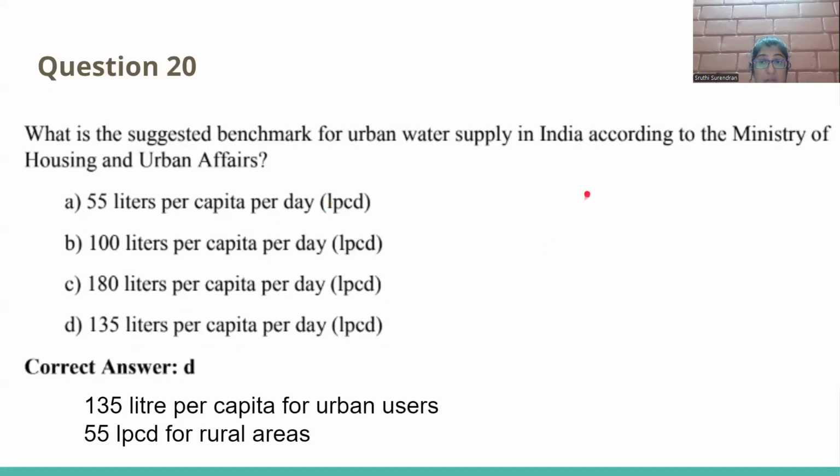According to the Ministry of Housing and Urban Affairs, 55 liters per capita per day is provided in rural areas, not urban areas. That is why I stress the term urban water supply. 135 liters per capita per day is assigned in urban areas, whereas 55 liters per capita per day is assigned for rural areas, mostly for domestic water supply. Probably that is why a lot of you gave A and B interchangeably. Even this quantity is there, but it is for rural areas. It is 135 for urban areas.